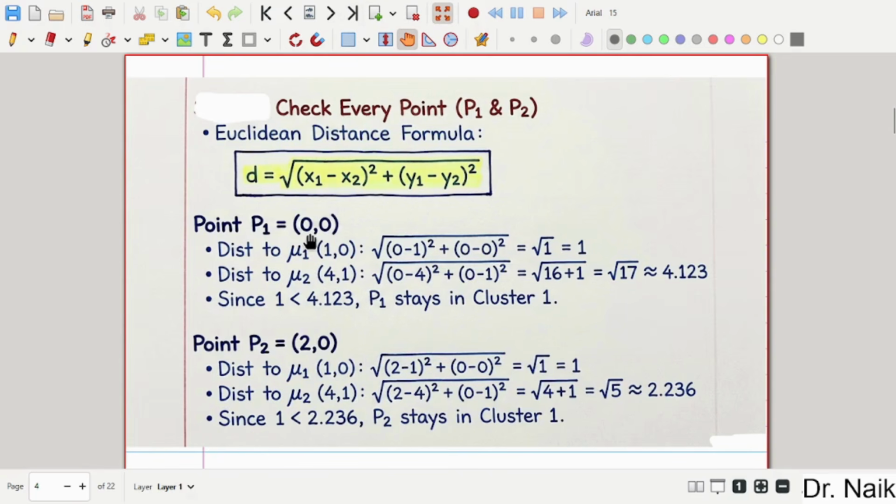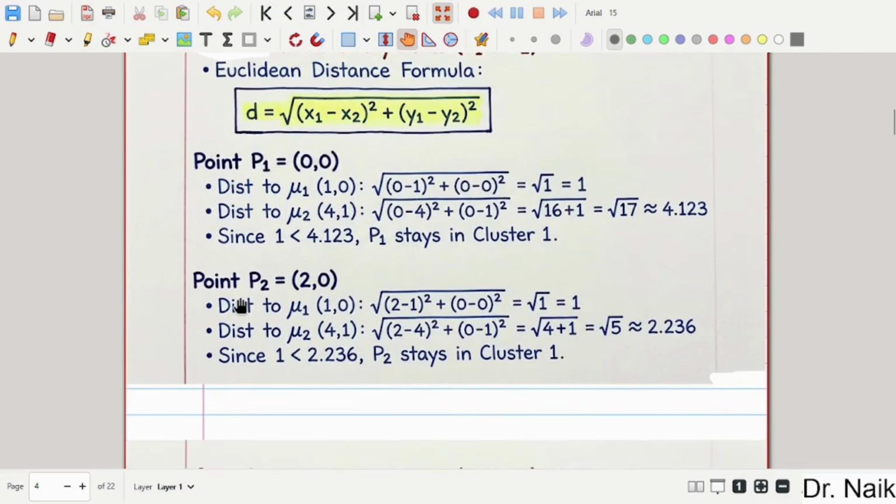Point P1 (0, 0): its distance to mu1 is the square root of (0 minus 1) squared plus (0 minus 0) squared, that is 1, and the distance of P1 from mu2 is the square root of (0 minus 4) squared plus (0 minus 1) squared, that is approximately 4.123. 1 is less than 4.123, therefore P1 stays in cluster 1.